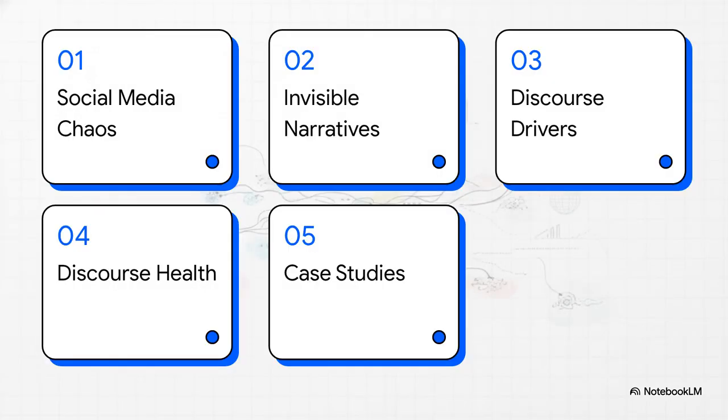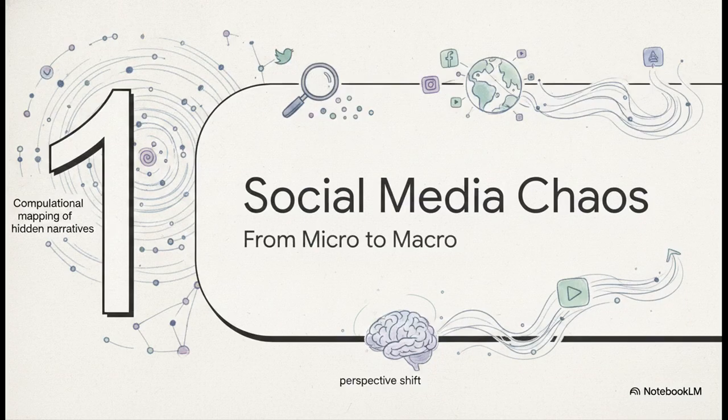So to make sense of this, we're going to cover 5 things today. The social media chaos, finding the invisible narratives, identifying the discourse drivers, assessing discourse health, and finally, looking at some real-world case studies. Okay, let's jump right into part 1, the social media chaos, moving from micro to macro.